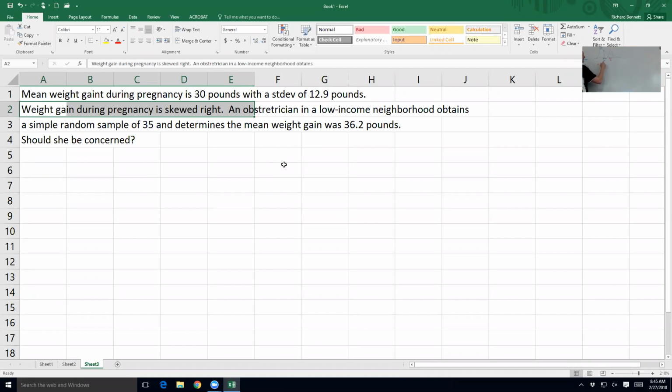that her patients gain 36.2 pounds, given that the normal is 30 pounds, if that is less than 5% of the time, we will call that unusual. So if we get a value that's less than 5% of the time, then we're going to say, yeah, it seems like those are farther apart than they should be. And that seems unusual. It seems like something's going on with this low-income neighborhood that's causing women to gain more weight than they should. Does that make sense?